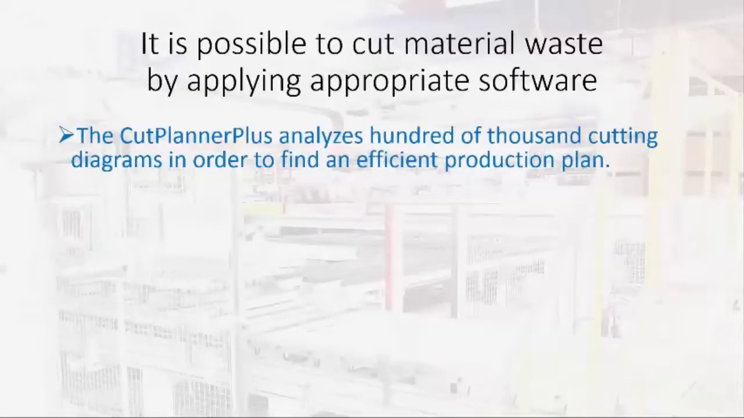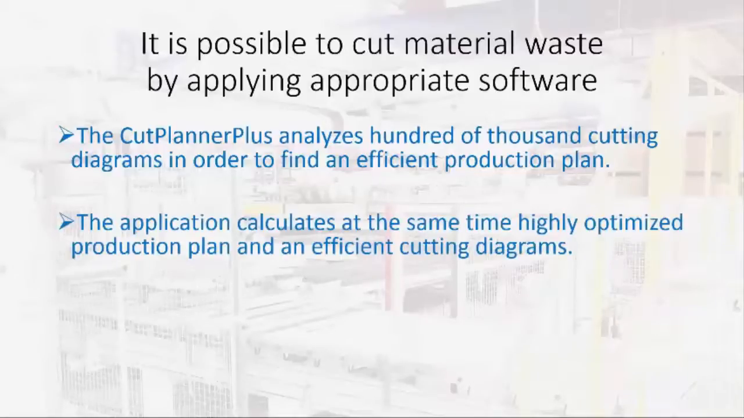It is possible to cut material waste by applying appropriate software. The application can compute hundreds of thousands of cutting diagrams in order to build the most efficient production plan. It is not possible for any person to manually analyze all those plans. The system is capable of computing at the same time a high-quality production plan and also good cutting diagrams. This means we reduce the material waste and still hold all the production constraints and other technological conditions.